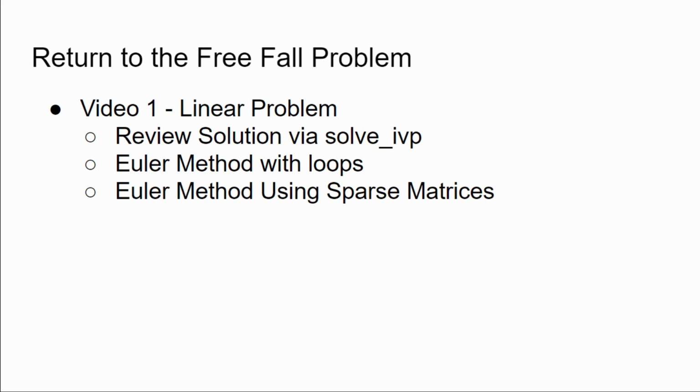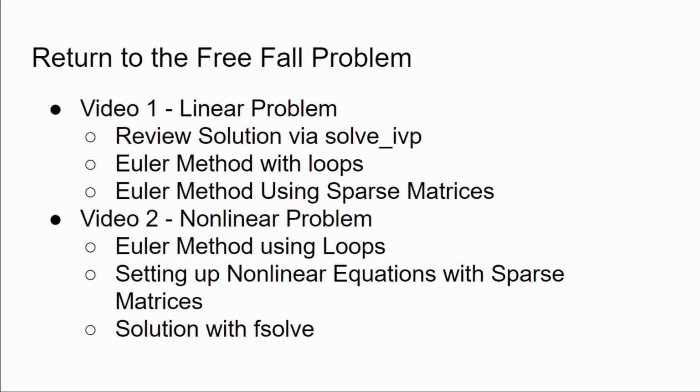The first one, we're just going to do the linear problem, and we're going to review the built-in SciPy function solve_ivp. Then we're going to do the discretization using what's called the Euler method, which is not the best way to solve these problems. At some point we may do a future video on that and better ways to approach it. However, it's pretty intuitive and it works well enough for this problem, so we're just going to stick with it. But then we'll go on and use sparse matrices and linear systems to solve the same problem.